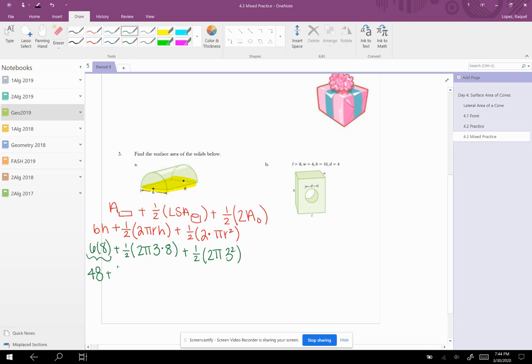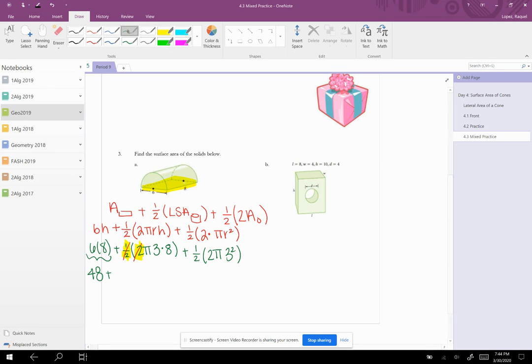And then I've got plus 1/2, 2 times pi times 3 times 8. So now here's a neat little trick here. I've got 1/2 on the outside and I've got 2 on the inside, and I'm multiplying all of these things together. So 1/2 times 2 is just going to be 1. So really I can just ignore that.